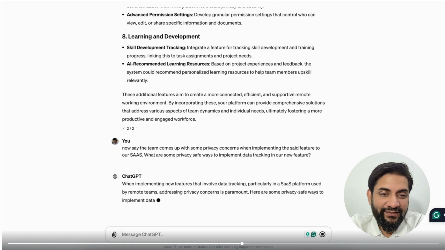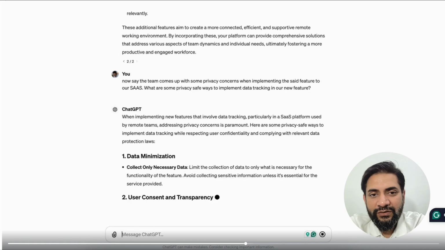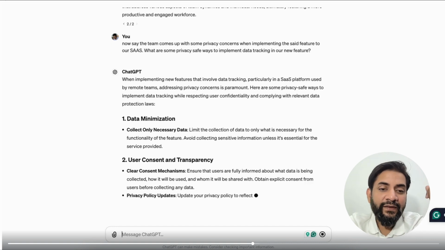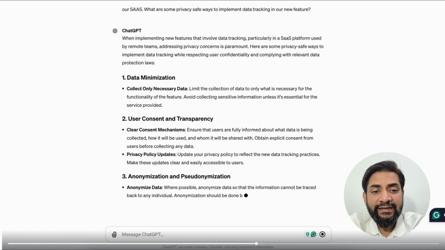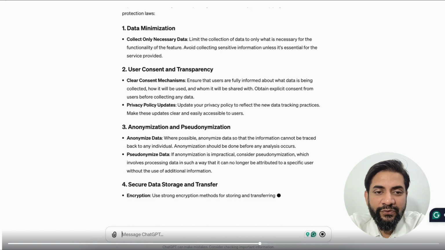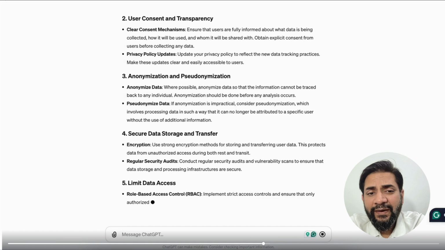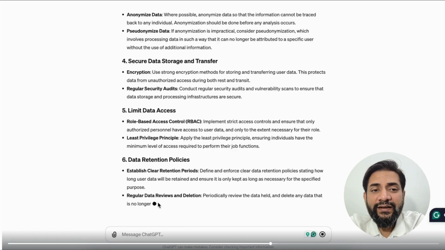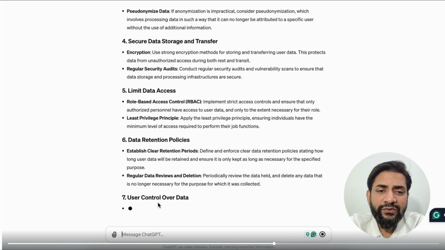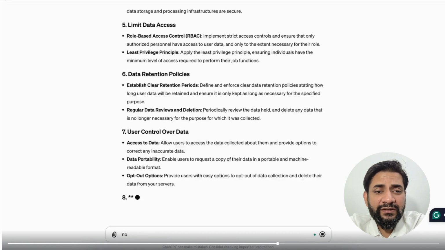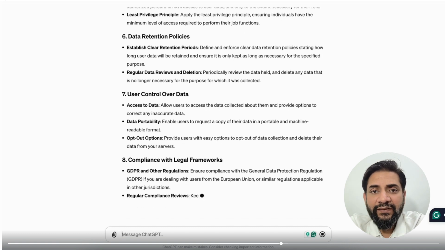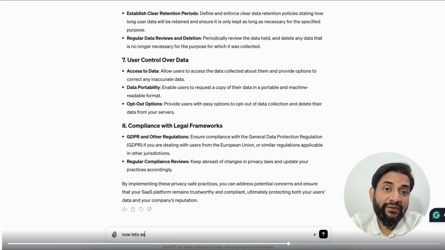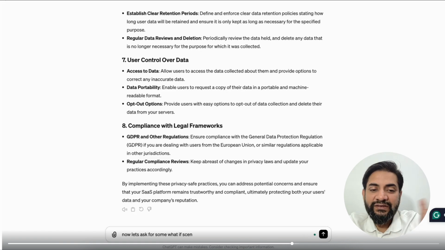Very interestingly, ChatGPT will now suggest what we should do about the privacy concerns that the team had. Collect only necessary data, that is, minimize the data that we are collecting. Take the user consent every time we do something. Have the privacy policy updated every time you make a change. Anonymize data; if anonymization is impractical, consider pseudonymization, which involves processing data in such a way. Secure data storage, encryption, and regular security audits. Limit data access, role-based access control, least privilege principle. Establish clear retention periods, regular data reviews and deletion, access to data, data portability, opt-out options, GDPR and other regulations, and more. So these are the privacy safe ways that we can implement based on the ideas that we just brainstormed.